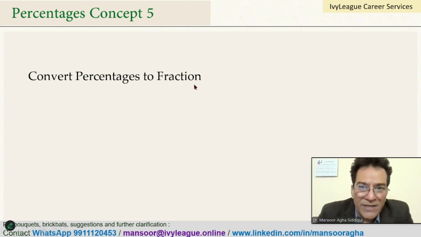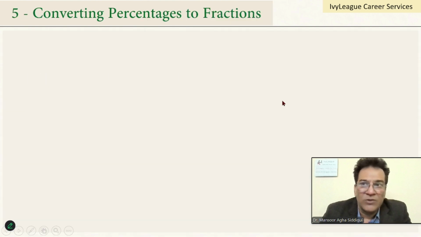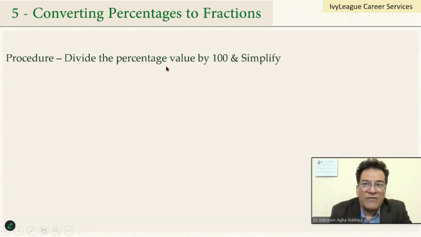How to convert a percentage into a fraction. For example, if the question uses the words 20%, how to understand that 20% actually means 1 upon 5 if I need to worry about the fraction value. The method is to divide the percentage value by 100 and simplify, and you end up getting a fraction.